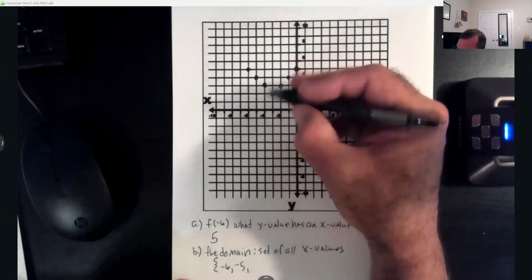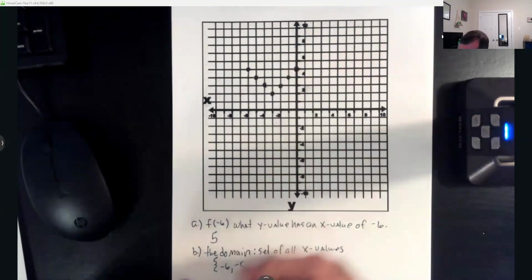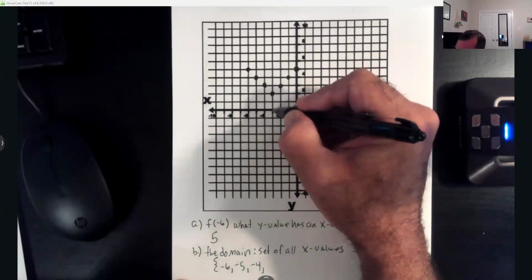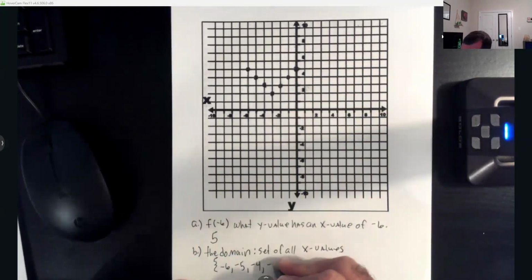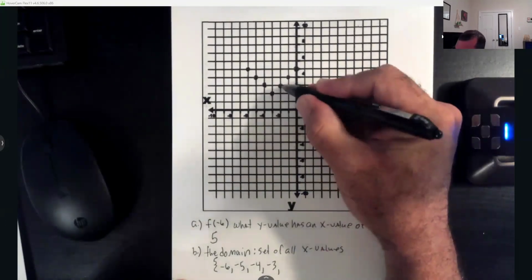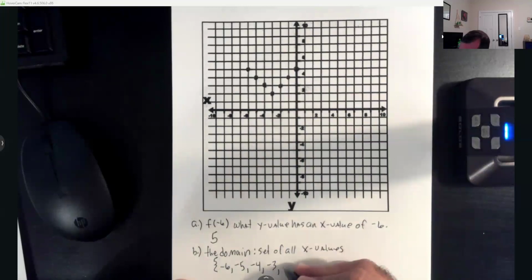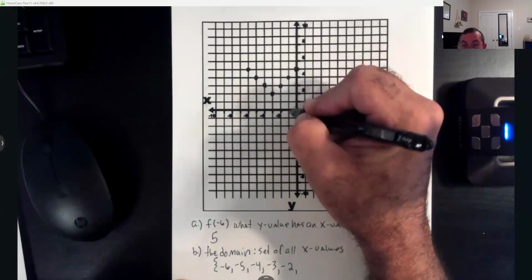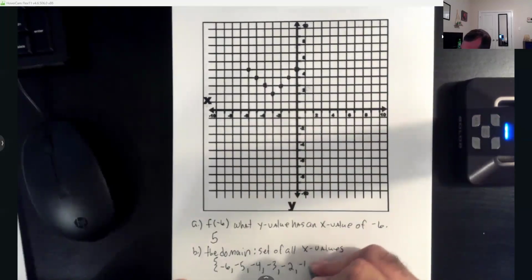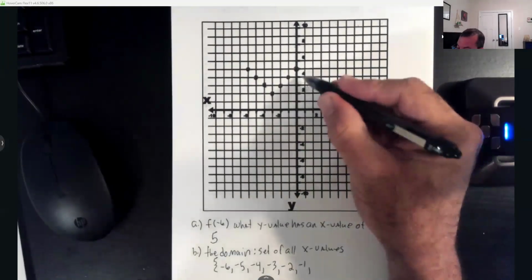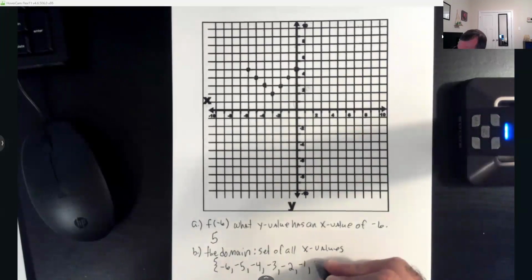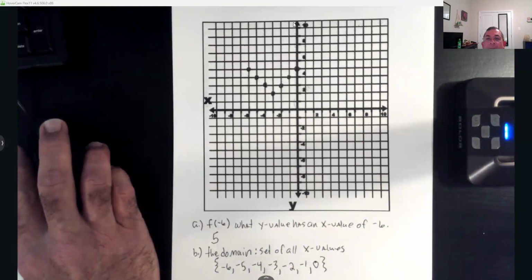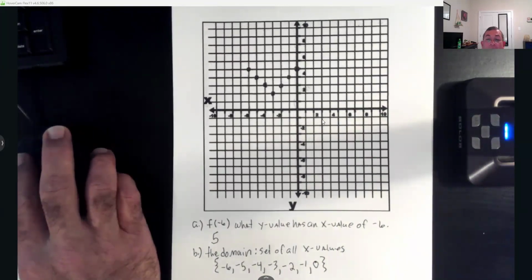Y'all just going to continue along. So the next point going down is -4. My next point coming down is at -3. Next point coming down is at -2. Let's see, my next point is at -1. And then finally, this last point has an x value of 0. So since that one was on the y-axis, it had an x value of 0.